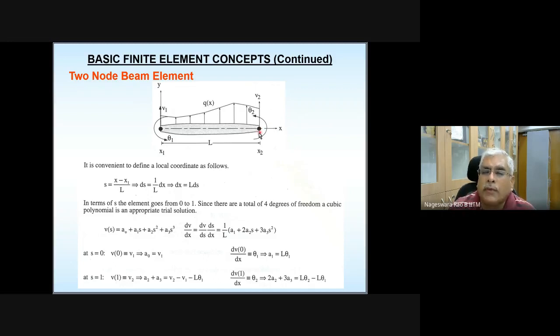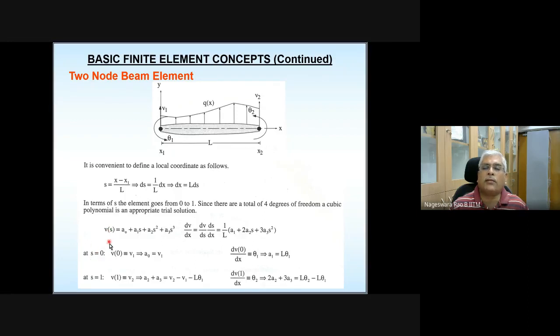How many degrees of freedom are there for this element? 4 degrees of freedom. So I need to start with a polynomial having 4 coefficients. So I'm going to start with here the transverse displacement is v. I want to work in the s coordinate system with an understanding s is equal to 0 at node 1, s is equal to 1 at node 2. So I'm writing the polynomial in terms of s in the s coordinate system.